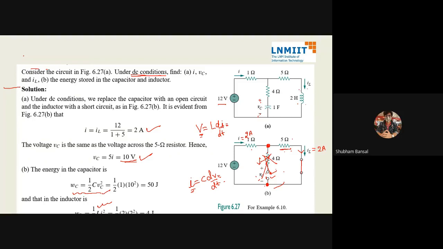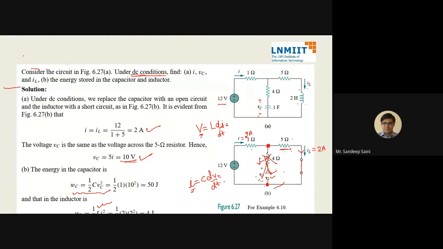Okay. And sir, you are considering that that inductor is not having any resistance. Ideal. We are considering the capacitor also ideal, the inductor also ideal. Okay, sir, ideal inductor. Sir, how come that VC is equal to the voltage across the 5 ohm?